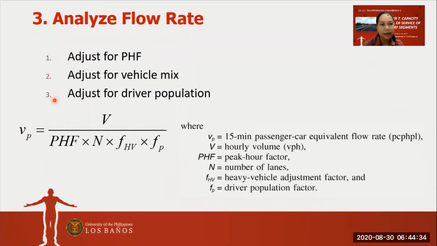Okay, the next step is to analyze the flow rate. This is the same procedure and the same formula we had when we discussed the freeway. So you have the hourly volume over the peak hour factor times the number of lanes per direction times the heavy vehicle factor times the driver population factor.